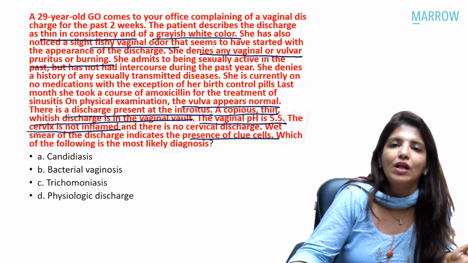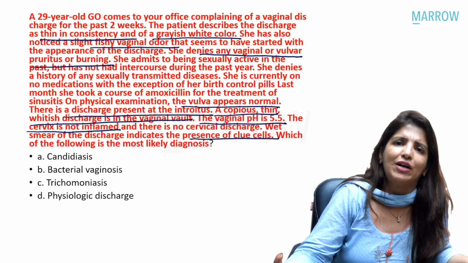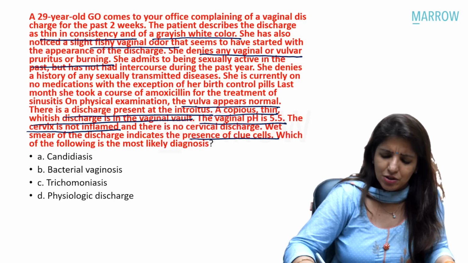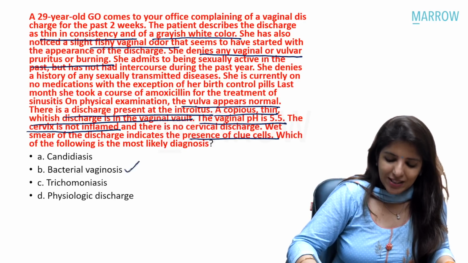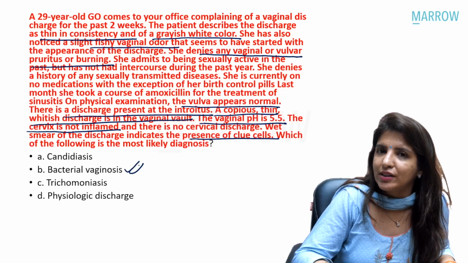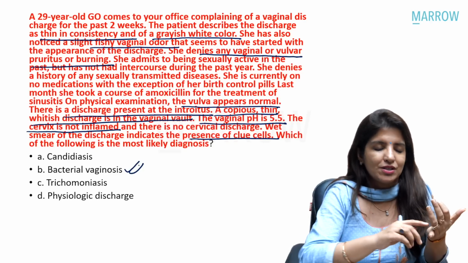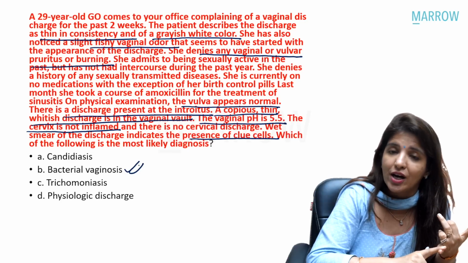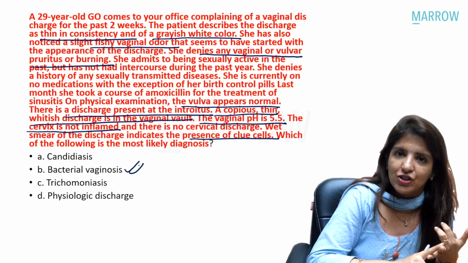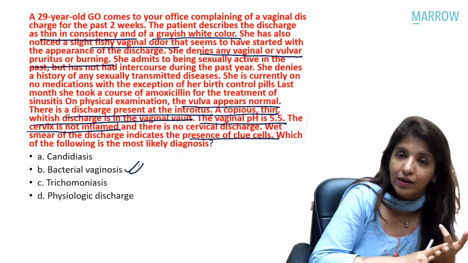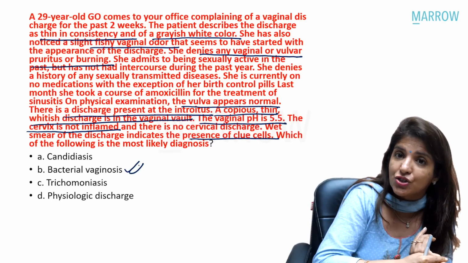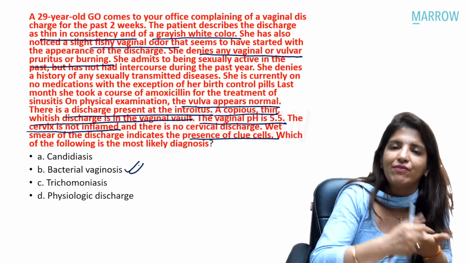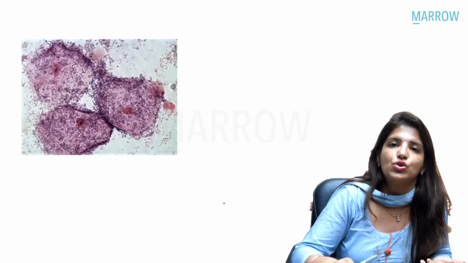So after reading this entire big question, you know the answer is bacterial vaginosis. The pointers which tell you that it is bacterial vaginosis: number 1, there is a grayish white discharge. Number 2, thinly coating the vagina. Number 3, a fishy odor. Number 4, there is no pruritus. Number 5, the pH of the discharge is more than 4.5. And number 6, there are clue cells present.